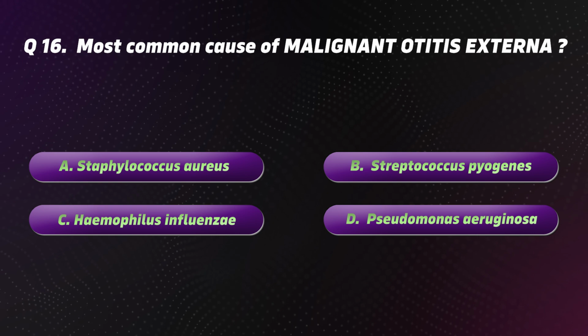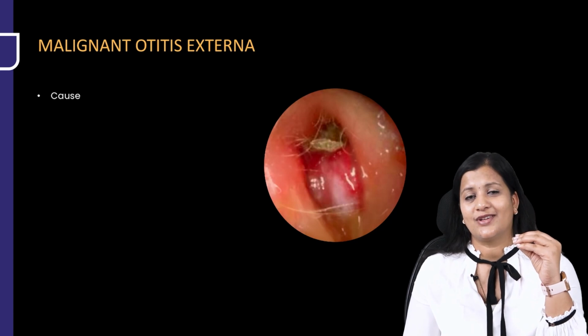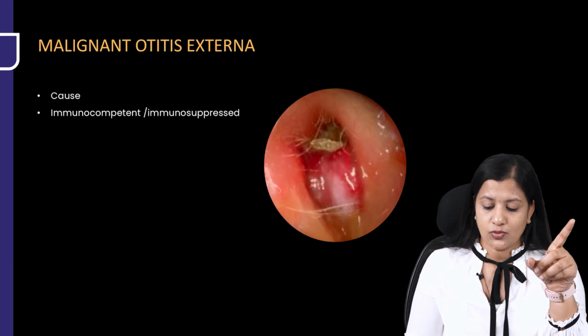And the correct answer is option D, Pseudomonas aeruginosa. Here's the explanation. What is the cause of this malignant otitis externa? Malignant otitis externa again is caused by Pseudomonas.